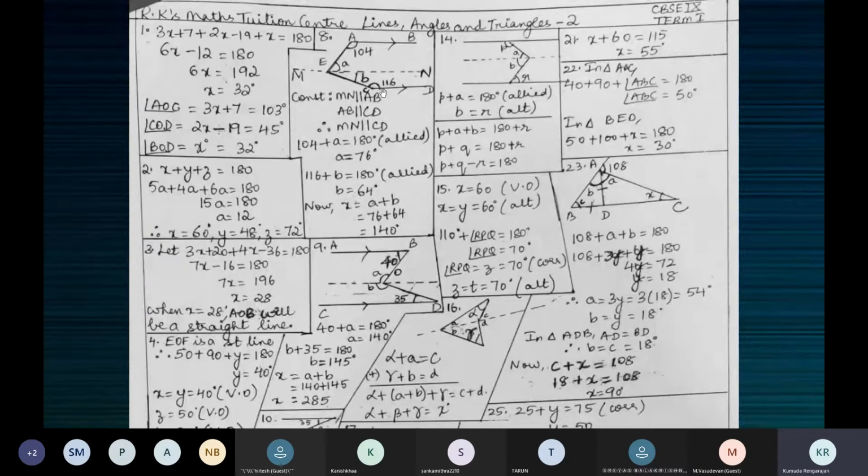Again, MN is parallel to CD. See here, MN is parallel to CD. And Shivani, which is a transversal? MN parallel to CD. Yes, Shivani? EA. EC, ma'am. Arav? Are you there, Arav?